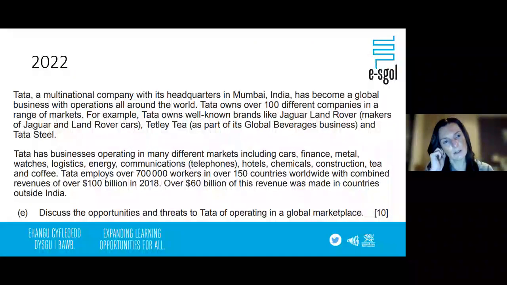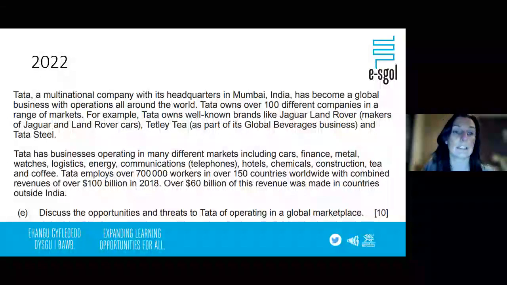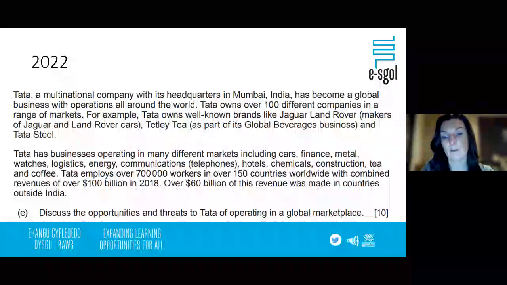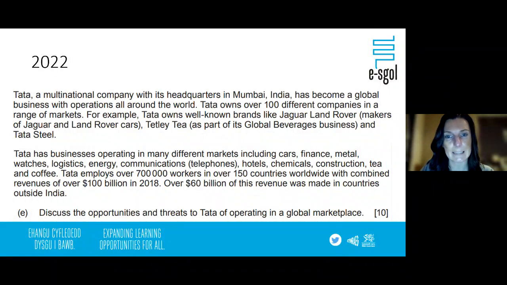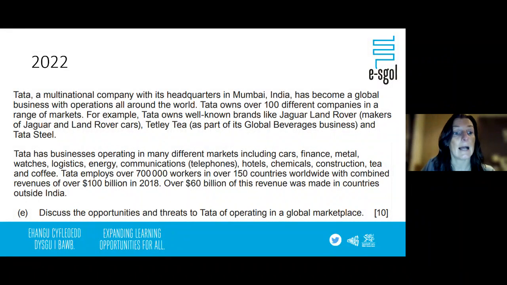Another question was on Tata, a multinational company. We're looking at the opportunities and threats to Tata of operating in a global marketplace. So if we look at this international company, its headquarters within Mumbai, India, has become a global business with operations all around the world. Tata owns 100 different companies in a range of markets. For example, Tata owns well-known brands like Jaguar Land Rover, Tetley Tea, and Tata Steel.